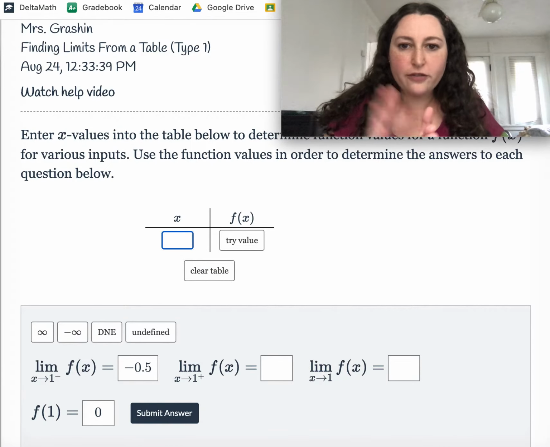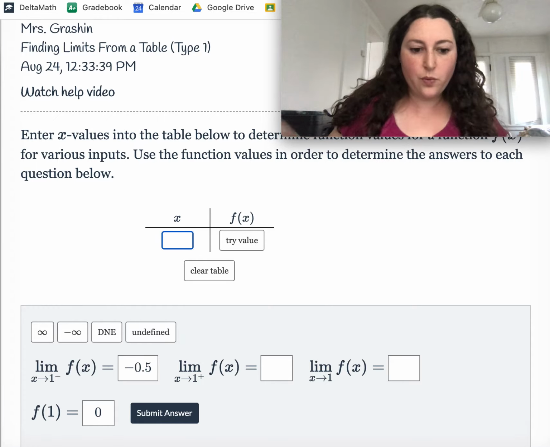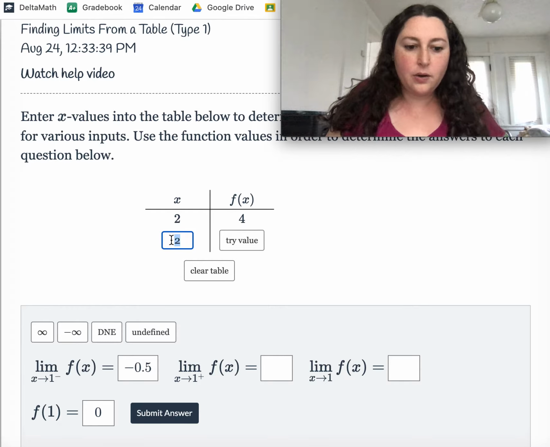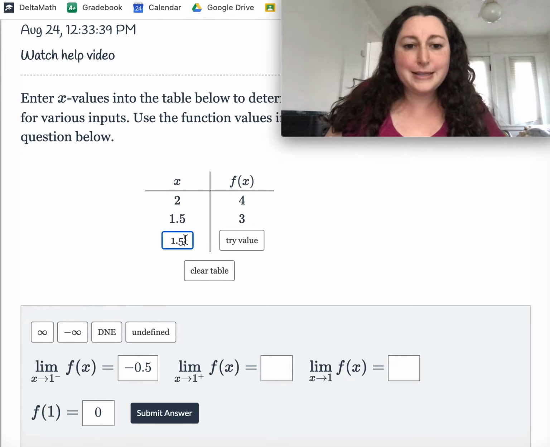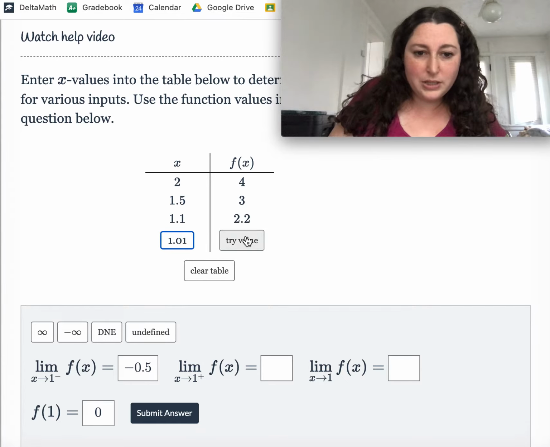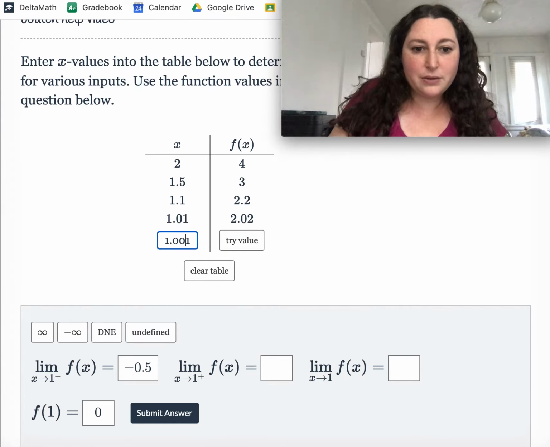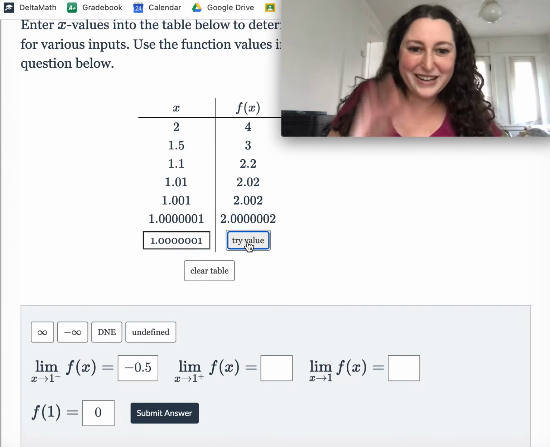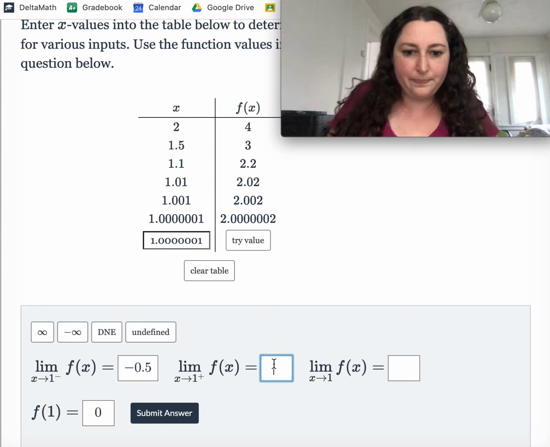Now we're approaching 1 from the right. So what's bigger than 1? 2. Okay, let's get closer to 1. 1.5. Let's get even closer, 1.1. Even closer, 1.01. 1.001. 1.000001. Right? You're getting closer and closer, and I'm approaching 2.